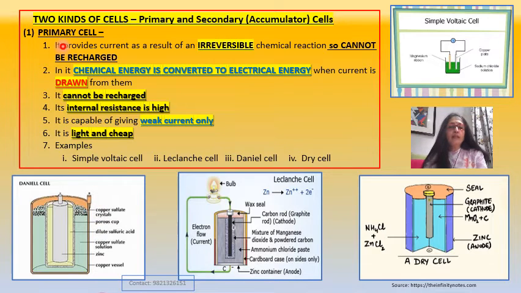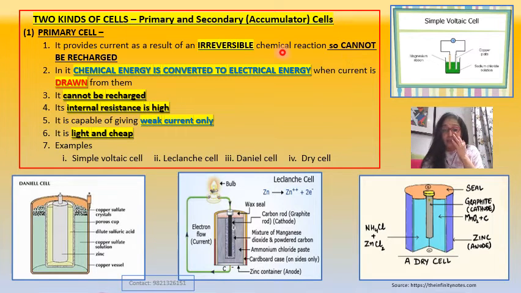What is a primary cell? A primary cell provides current as a result of an irreversible chemical reaction. The chemical reaction happening in a primary cell cannot be reversed. So, primary cells cannot be recharged. One-way traffic. Charge them, they lose charge, throw them. That's it. They're done and dusted. So, the current through them is a consequence of an irreversible reaction.